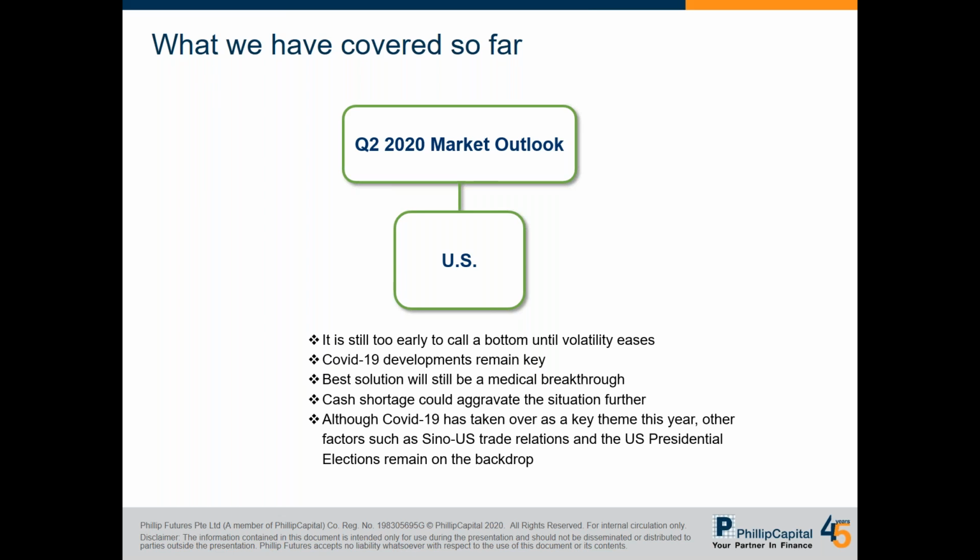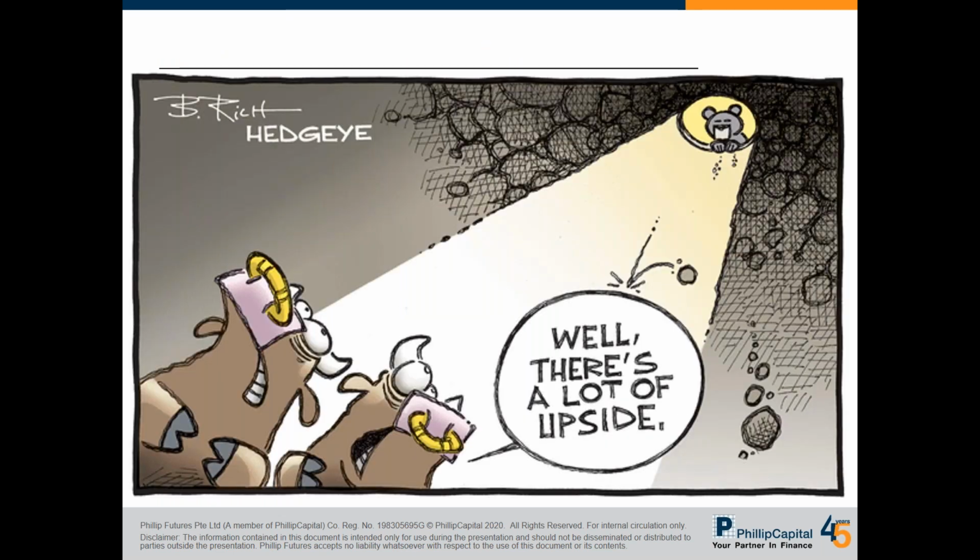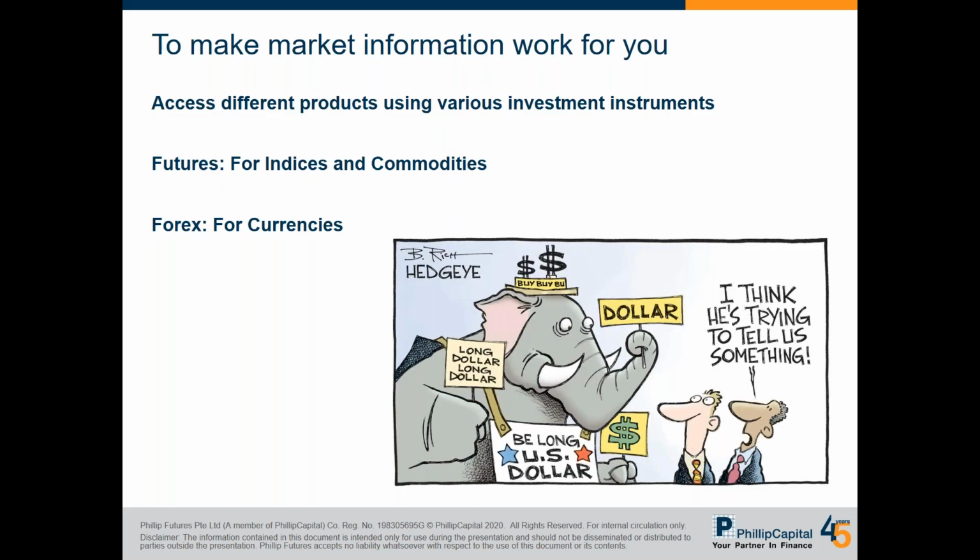With markets so volatile, what we feel is that even though there is still a lot of upside, people are also worried whether there's equally that much of a downside, because markets are still very volatile. So maybe futures can be something you use to hedge against your positions, or to speculate on the market movement as well. To make market information work for you, there are various instruments that you can use. For indices, usually people would use futures products.